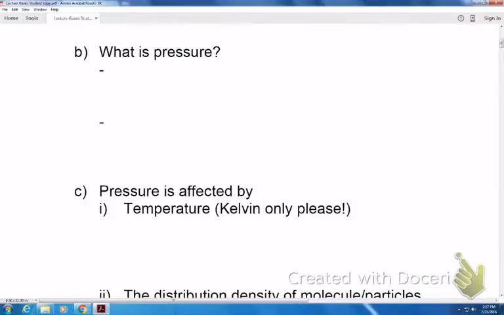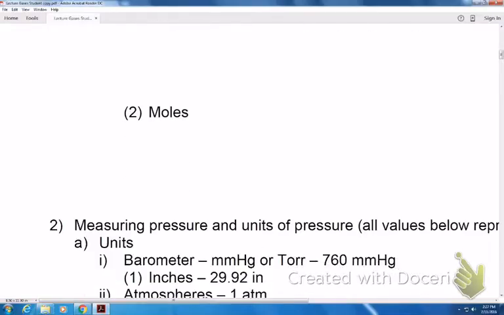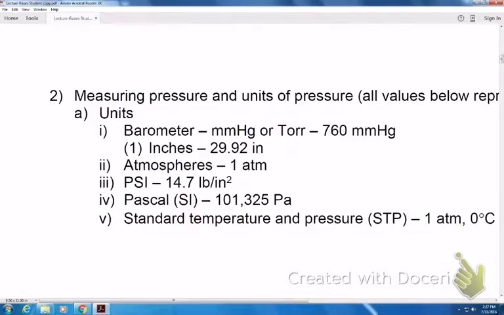So let me scroll up. I talked about some of volume and moles. I just want to do a couple of conversions.